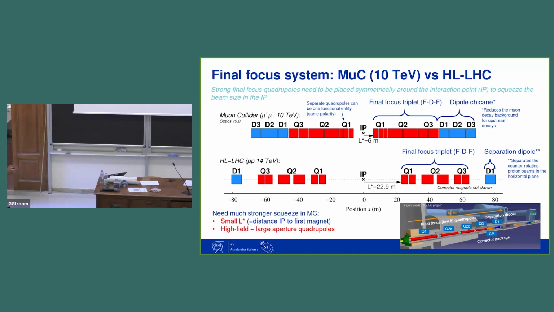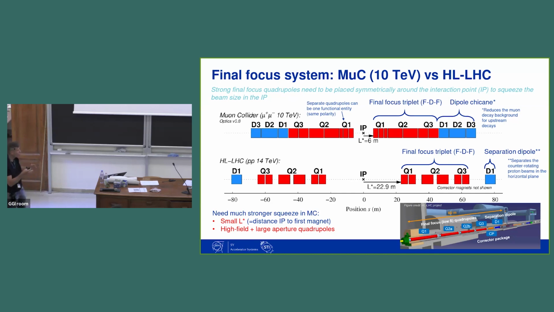Now, there are quite a few important differences between the muon collider and High Luminosity LHC. The first one, as you notice here, is a much smaller L star. L star is the distance between the interaction point and the first magnet. This is about 6 meters for the muon collider, while it is 23 meters for High Luminosity LHC. This is needed because we need a much stronger squeeze in the muon collider. As I said in the beginning, to be more efficient, the magnets need to be closer to the IP. Since we have much more demanding requirements in the muon collider in terms of squeezing the beams, we have much less space. This also means less space for the detector and for our machine detector interface.